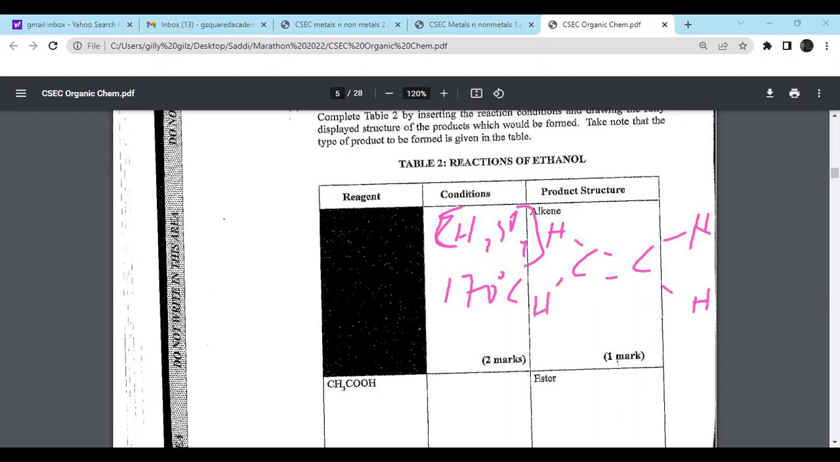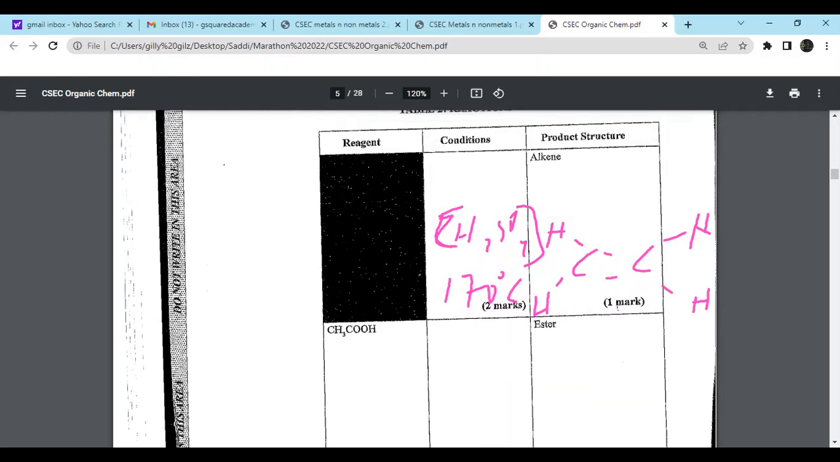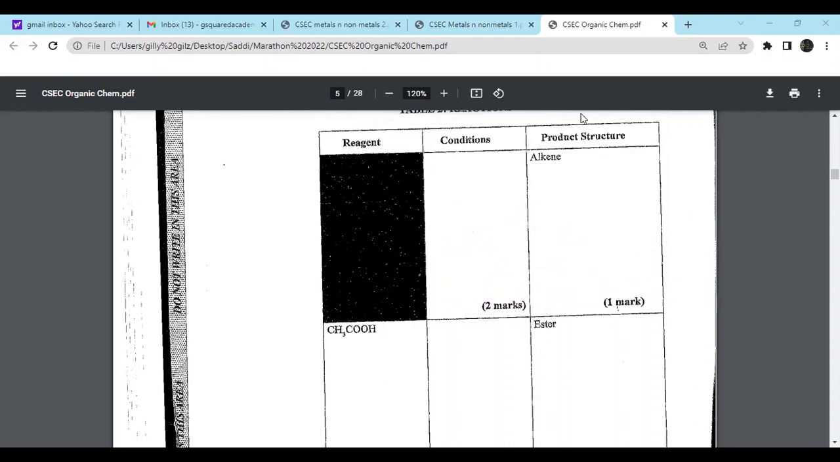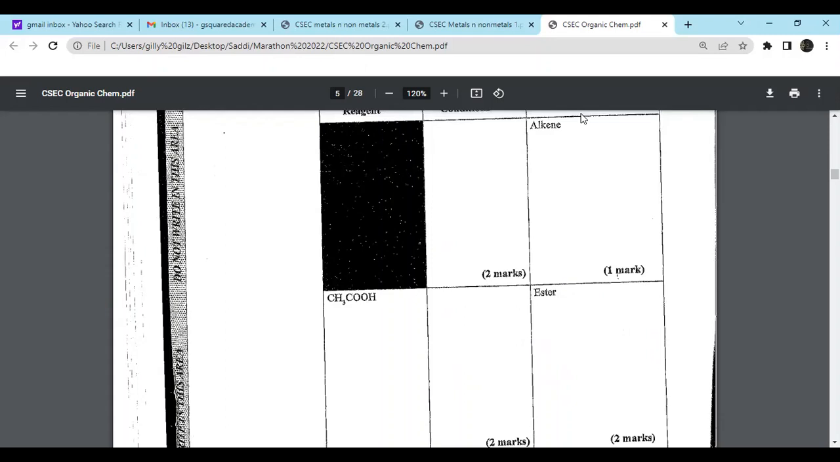Now, pushing on further down, they say that you have your reagent over here. This is ethanoic acid now. That's ethanoic acid. You have to know to recognize these things. So that's ethanoic acid, CH3COOH. What's the condition for this reaction? The condition is actually the same as the one above. It is sulfuric acid, H2SO4, and you heat it.